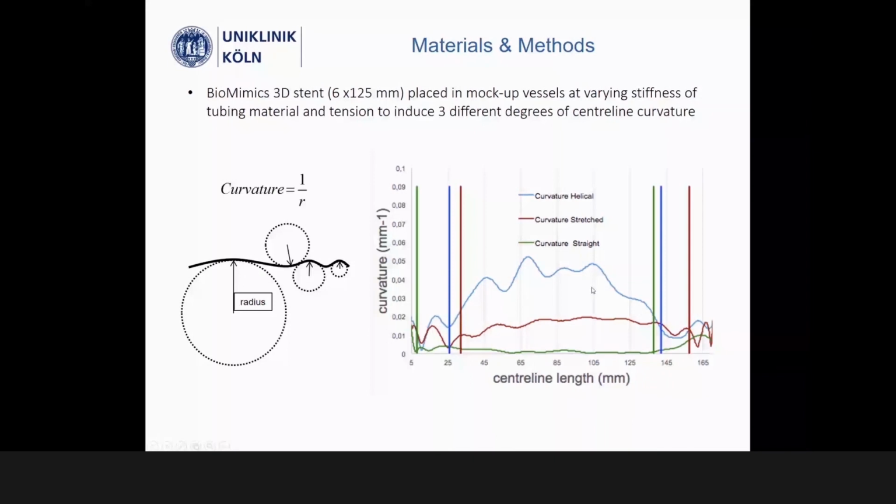So a one-way stiff tube where the stent was not able to actually take up its helical form. And then two other tubes which were more compliant. And one of those tubes was stretched. So in that scenario, the curvature was somewhat reduced. And why did we do this?